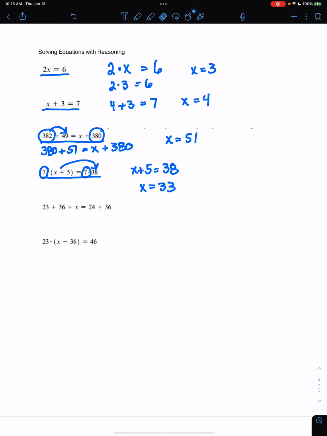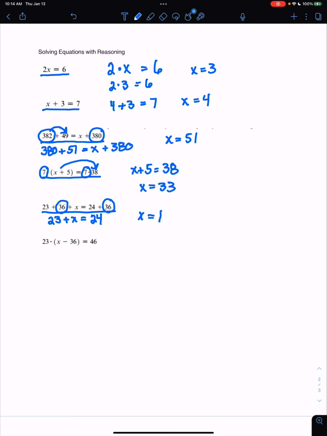Similarly, here we go with 23 plus 36 plus x. Okay, so that equals 24 plus 36. Oh, I see a 36 on this side and I see a 36 on this side. I also see 23 and x. So knowing that, I can move these around using the commutative property of addition. I can change this to 23 plus x equals 24, so our x must equal 1.